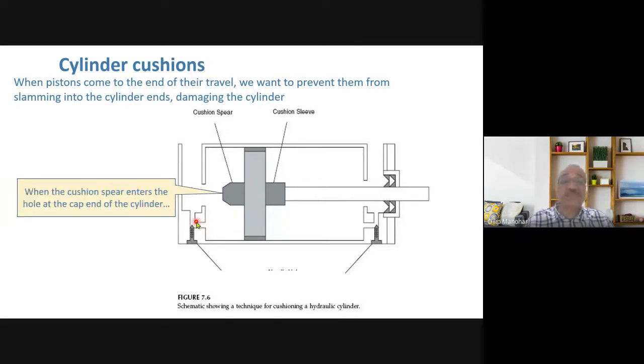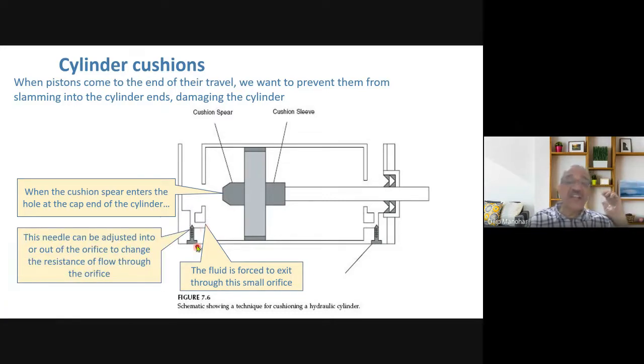That is shown here. When the cushion sleeve enters the hole at the cap end, what happens? The fluid is forced to go through a smaller orifice. That means the flow from this side is blocked and has to go through a smaller orifice. That gives you a shock absorbing effect. The needle is adjusted to absorb the shock as well as control it from the mechanical impact. So mechanically it does not hit the cap, but it is cushioned through high pressure oil. The pressure increases at the end of the stroke.